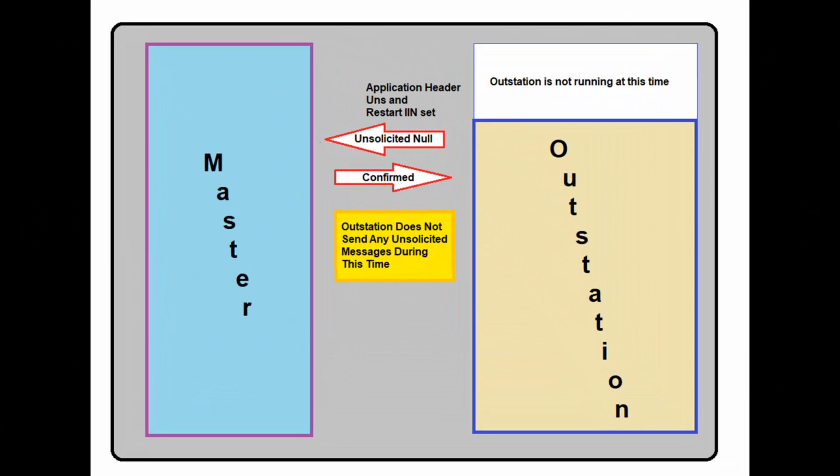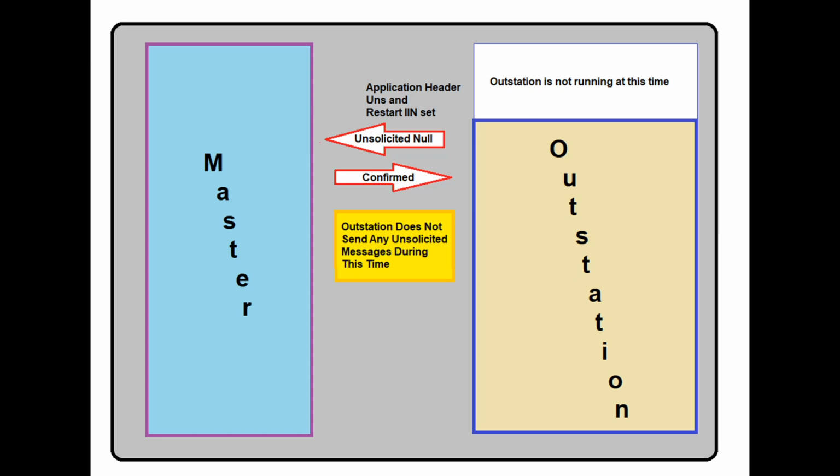When an outstation that is capable of unsolicited reporting first powers on, it sends an unsolicited null response to the master. This is a message with an application header and internal indication flags, but no object data. Since the outstation has just restarted, the restart flag is set in the internal indications area. The application header has the UNS flag set and requires confirmation.